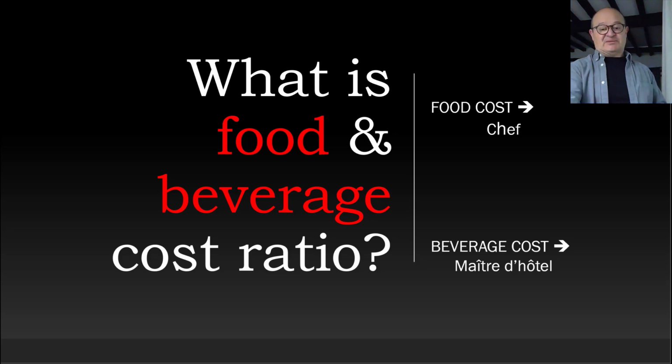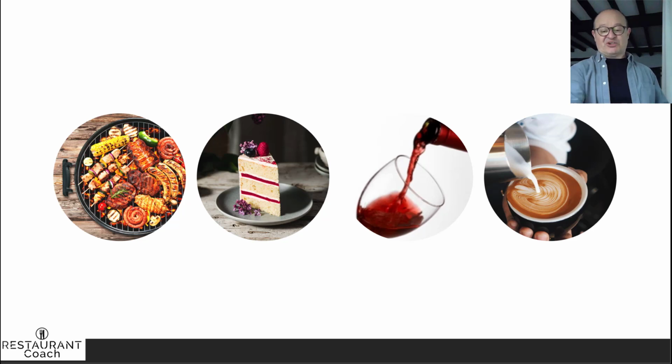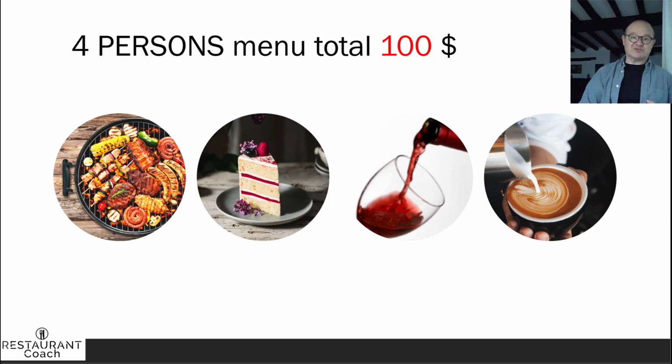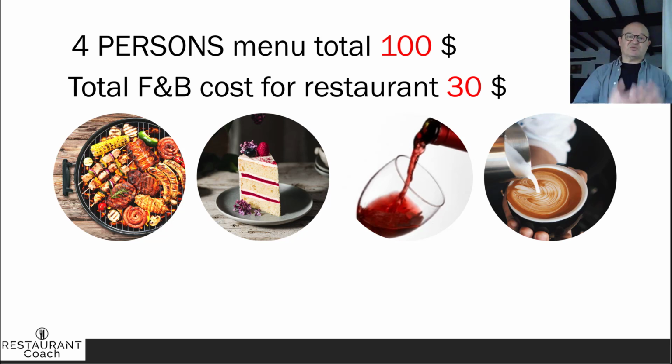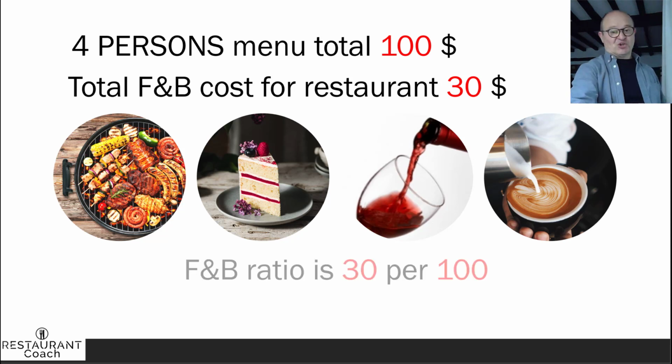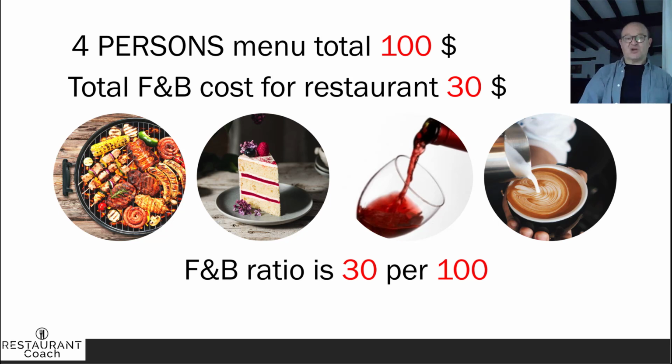So what is it exactly? What are we talking about when we say food cost ratio? Let's imagine you have 4 persons coming in a restaurant and they pay a total amount of $100. To prepare these 4 menus of $100, you have used sausage, all kinds of food, wine, maybe coffee. All the expenses represent $30. So you spend $30 in food and beverage and they pay $100. In this case, we are talking about a food and beverage ratio of 30%. That means $30 that has been used to prepare the menu for $100 of income.